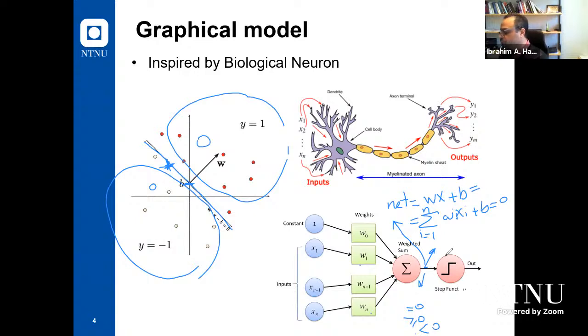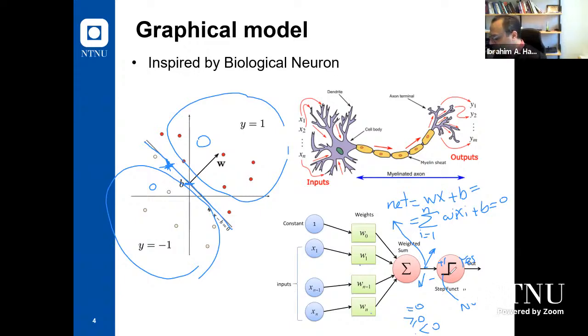I want to convert those numbers into a decision, because in a binary classification problem I just need yes and no. So maybe yes will be plus one: plus one means yes, it belongs to this class. Maybe negative one will be no. So now I need to convert those numbers into a decision, plus one or negative one.